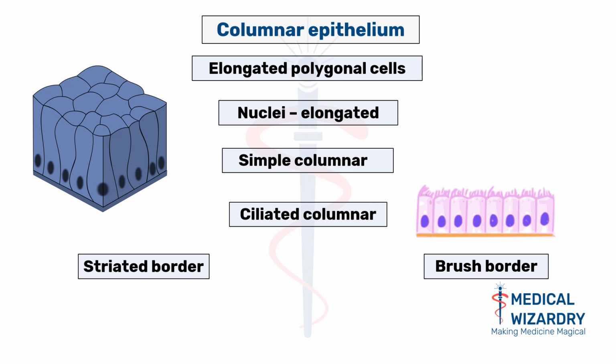Some columnar cells have secretory functions, which makes them acquire a special structural characteristic, and such cells are given a special name called goblet cells. These goblet cells are commonly found in the mucosa of the stomach and intestines.